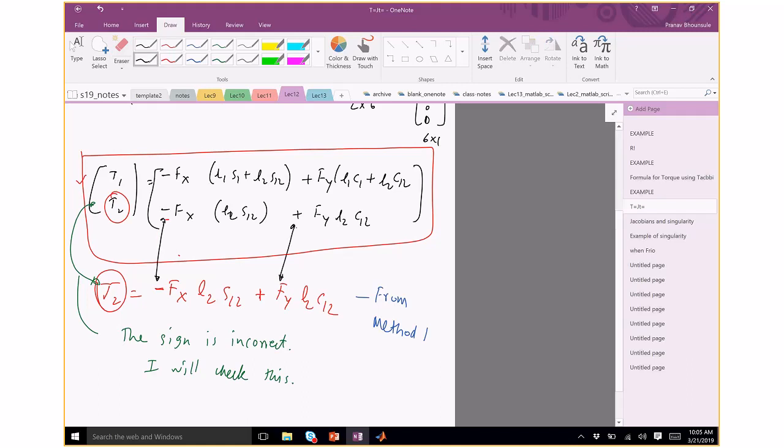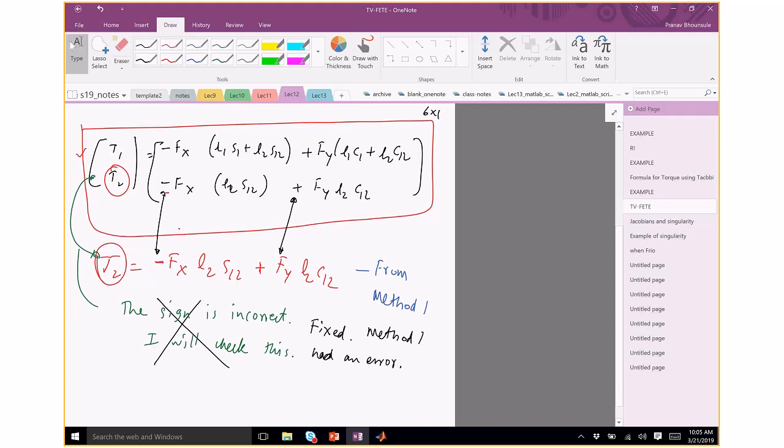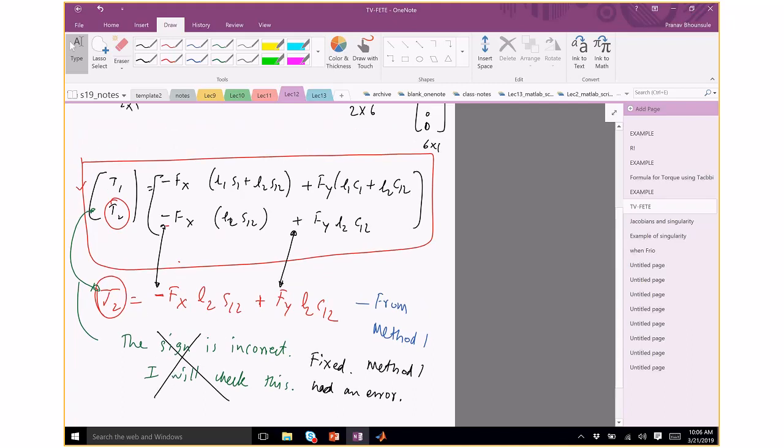So my bad. So this is fixed. Method 1 had an error. Okay, so I'm going to update my notes on this.